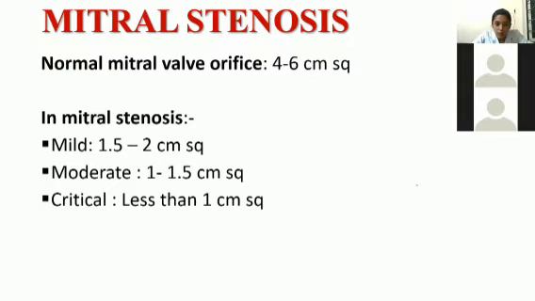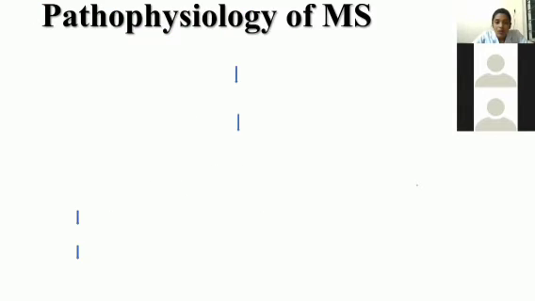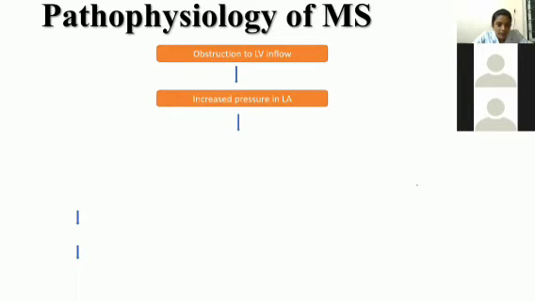Okay, so this is about mitral stenosis. So what is the pathophysiology? If the mitral valve is not opening properly, what can happen? Obstruction to left ventricular inflow. The blood is not properly going to the left ventricle.